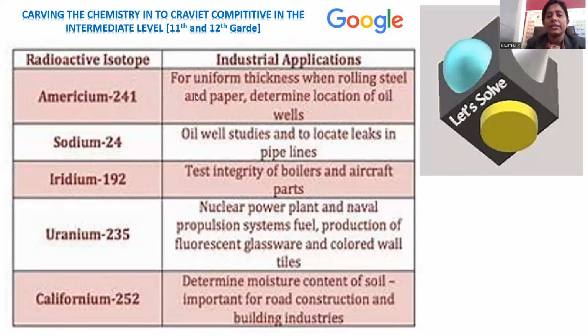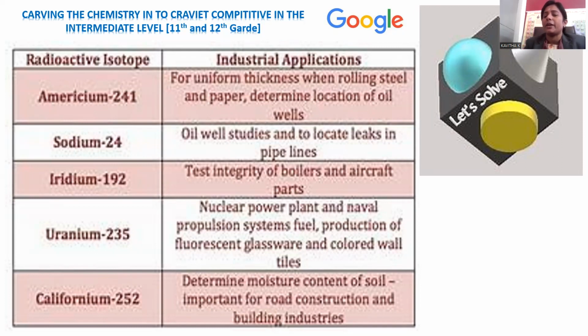For this, the applications are uniform thickness when rolling steel and paper, and determining the location of oil wells. So you can find multiple applications over there. Uniform thickness when rolling steel and paper. Whenever we are synthesizing steel in the steel industry, steel manufacturing is carried out in large machinery, right? And moreover, it is a very hard material. In order to get a uniform thickness in every region, the thickness should remain the same in the sheet form or else rod form, whatever the kind it might be.